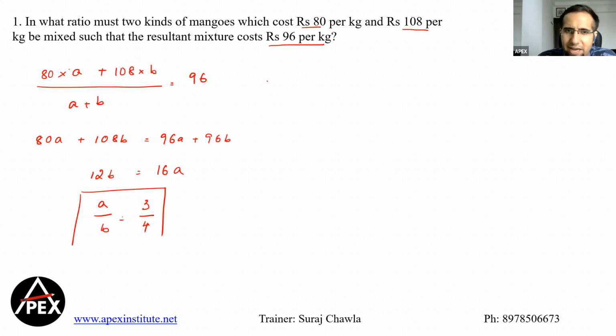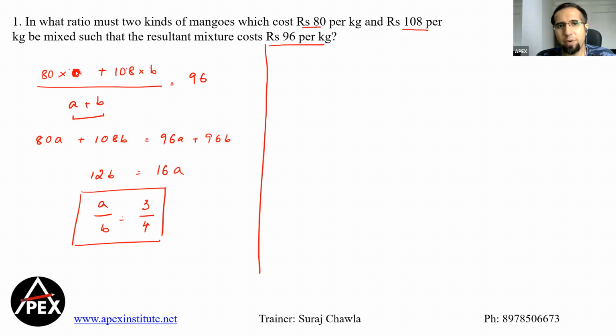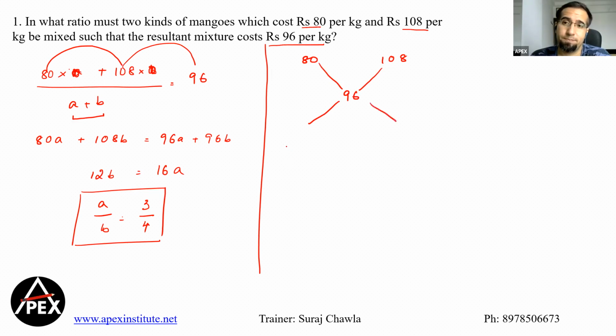Now if I convert weighted average into alligation, always remember we will get the ratio of the denominator, right? So if you cancel this part and you cancel this part, that means once we equate the cost price per kg, we will get the ratio of number of kgs. So we have 80 here, we have 108 here, and I'm alligating them to get me a cost price of 96. Now, alligation is a crisscross method, and we calculate the difference of them.